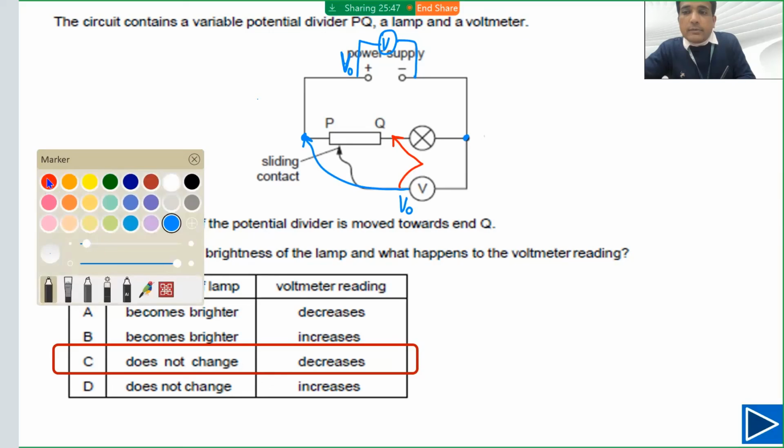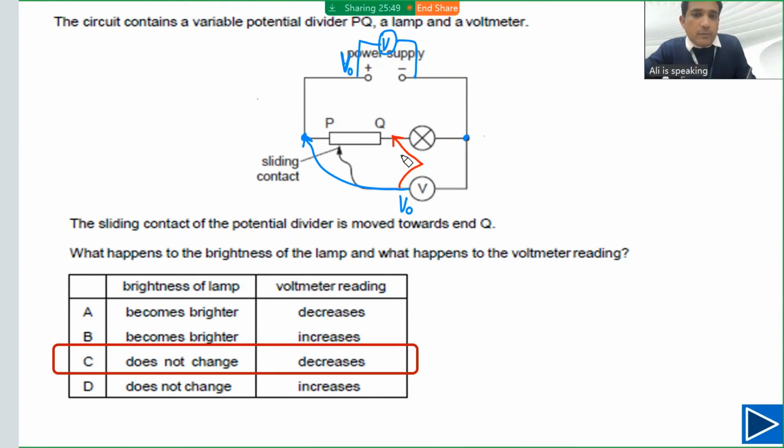Now the second thing you need to understand: what is the reading on this one now? Let's say this reading is V1. So V1 is less than V0. What does it mean? It means that when you move this slider from P to Q, the voltmeter reading is decreasing. So this is one point: the voltmeter reading will decrease.